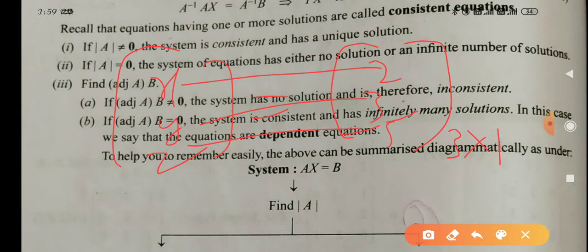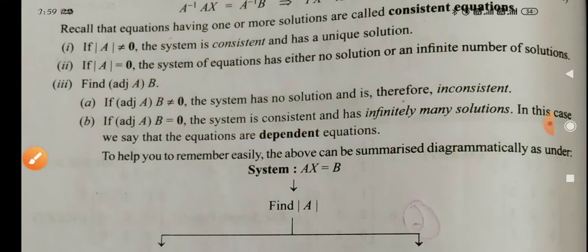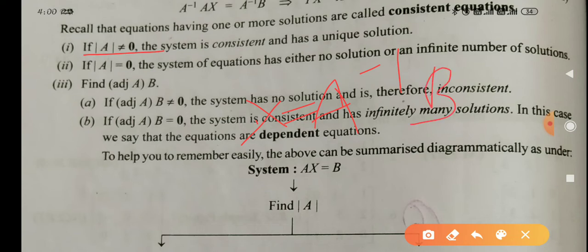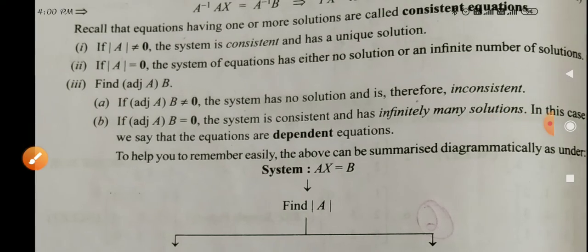In what case am I telling you this? When determinant A is not equal to 0, then x equals A inverse B. You will write. Okay. Now when determinant A is equal to 0.